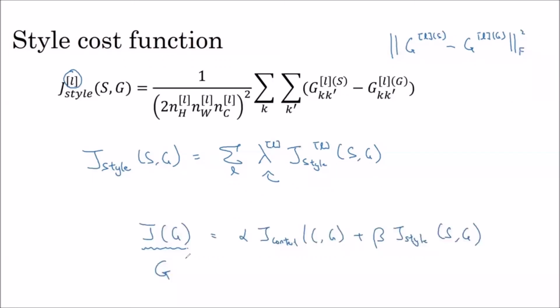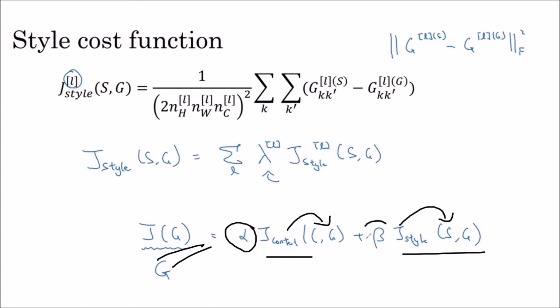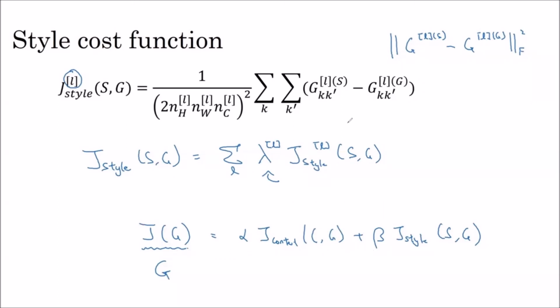So J of G, the total cost function, is the summation of the content cost function we discussed previously and the style cost function we discussed now. The coefficient of the content cost function is alpha. The coefficient of the style cost function is beta. So finally, we discussed the content cost function and the style cost function. These two cost functions combined give us the neural style transfer total cost function.